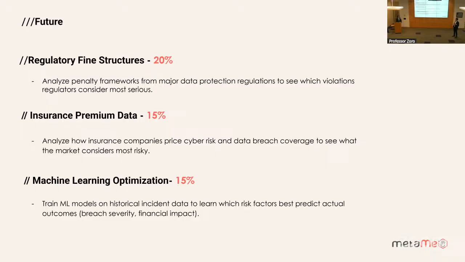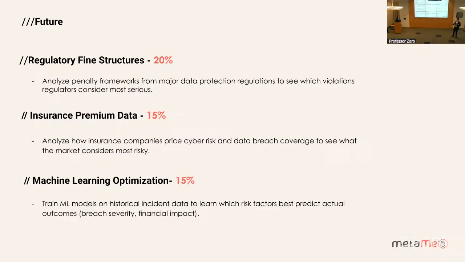The other things that we need to get to are the regulatory fine structures, insurance premium data, and machine learning optimization. The reason we do it separately is because there's historical incident analysis, just to see what has actually happened. Then there's regulatory fine structures, where we'll parse through a bunch of regulations, do a deep dive into the research, and look at what the regulatory bodies think about how the risk should be weighted, because sometimes there are higher penalties for compliance compared to data leakage.